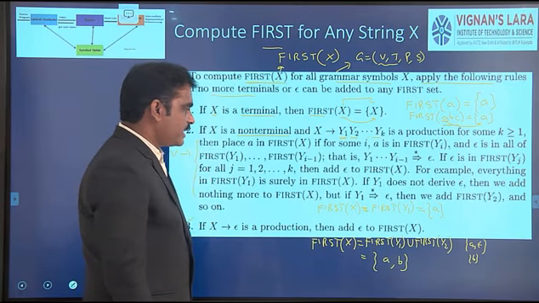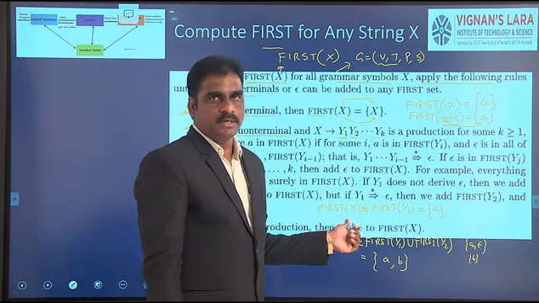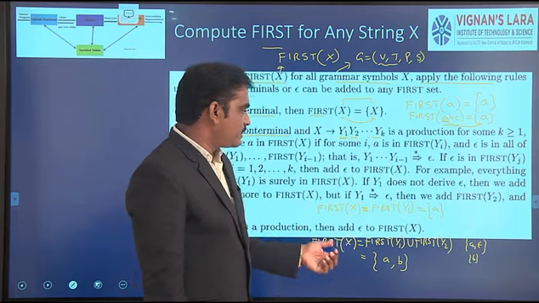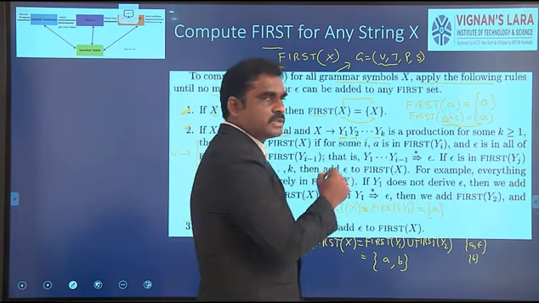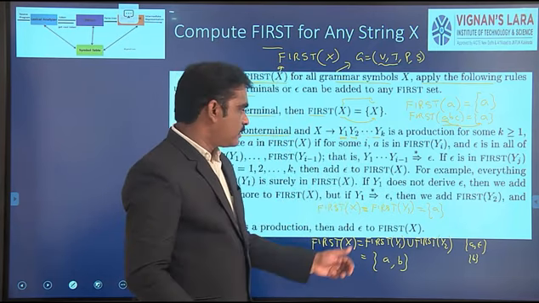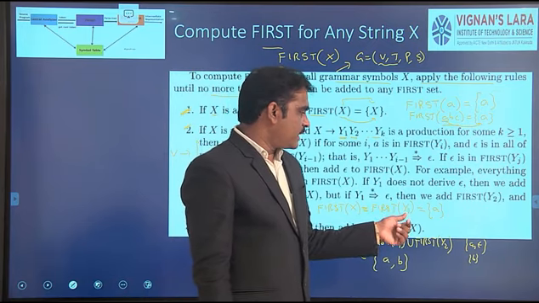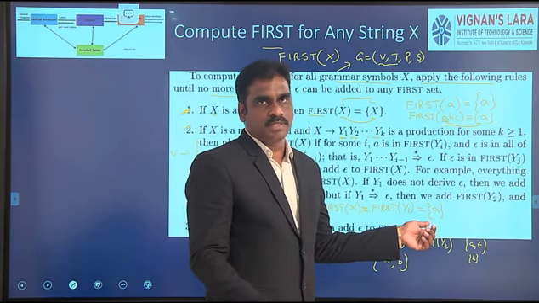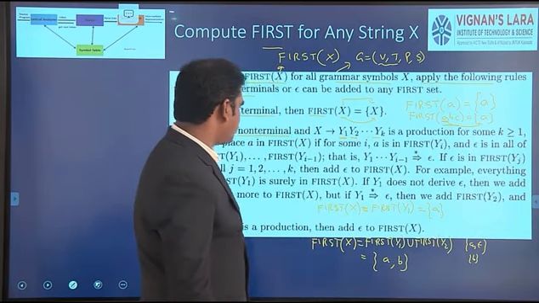So this is the second point. The second point is to find first of x. What is x? X is a non-terminal symbol. So here two conditions are there. The first condition is to find the first symbol on the right hand side. Here the right hand side first symbol is y1. So find first of y1. For example, take the y1 result is only a. That means it does not contain any epsilon symbol. Then the result is only a.